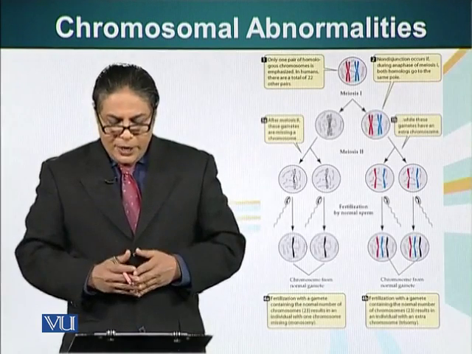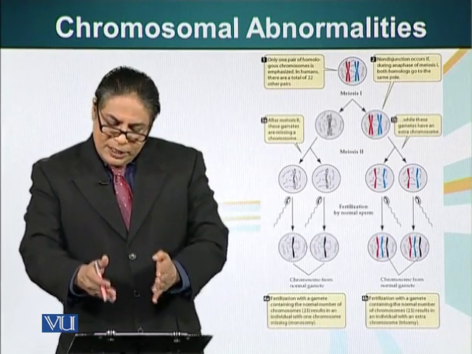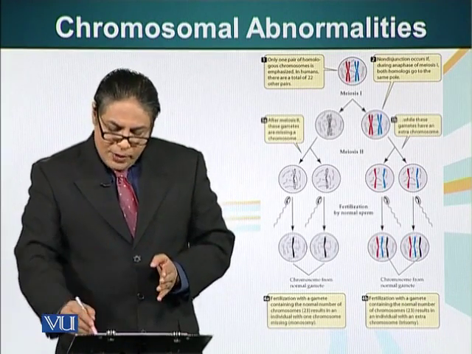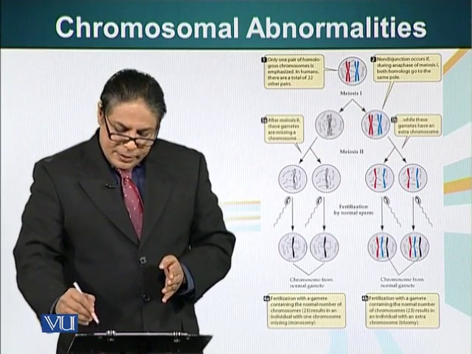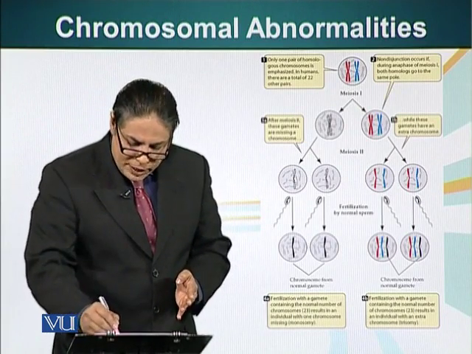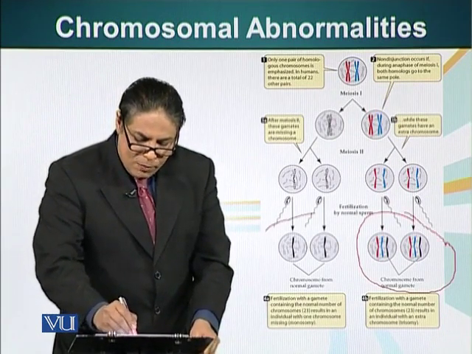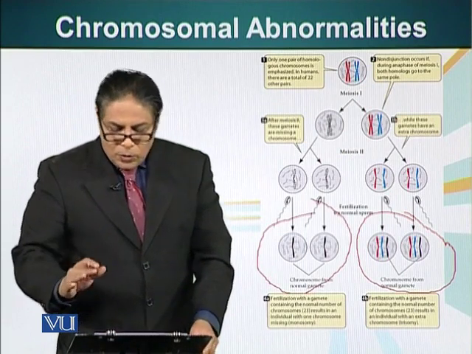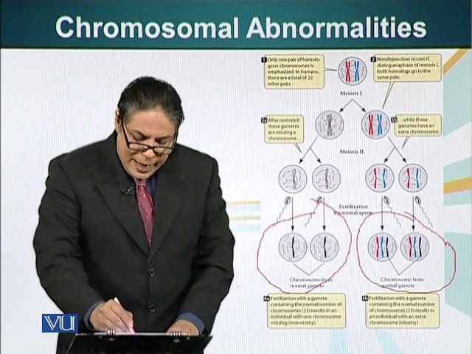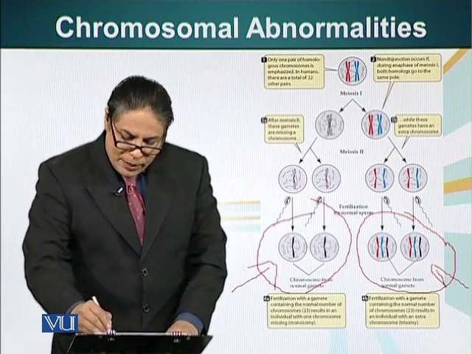I would just like to remind you again, here's the meiosis, in which there is non-disjunction, and you can see that two of the gametes have an extra chromosome, and these gametes have one less chromosome. So this is a type of aneuploidy. This would be n, this would be n-1, 2n-1, and this would be 2n+1.